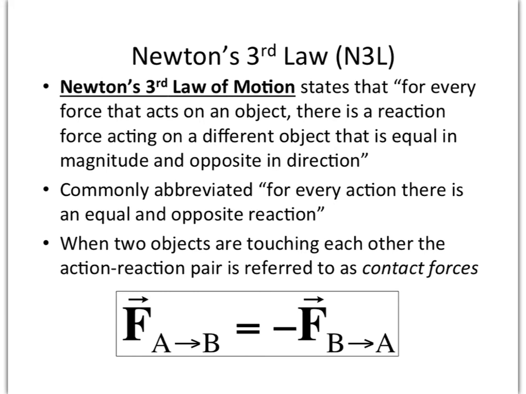We oftentimes refer to it as the action-reaction law, and it's frequently said for every action there is an equal and opposite reaction. And what that means is, for every action, well, that action is a force. For every force that acts on some object, object 1, there is a reaction force acting on a different object, object 2, that is equal in magnitude but opposite in direction. Action-reaction is equal and opposite.